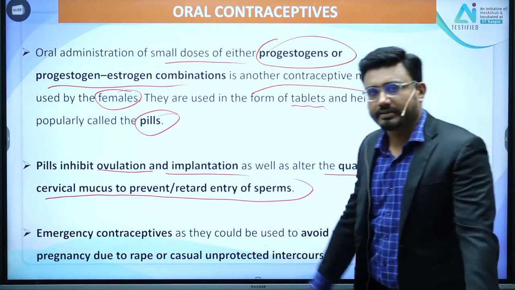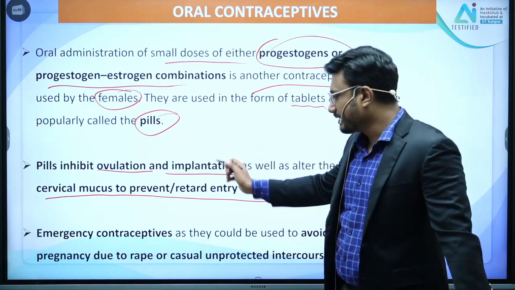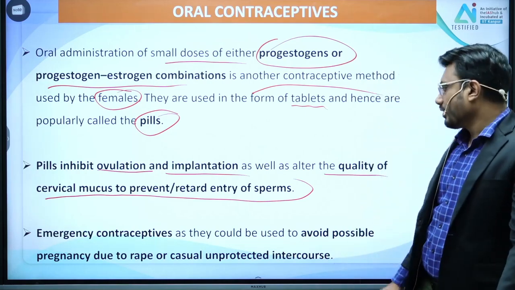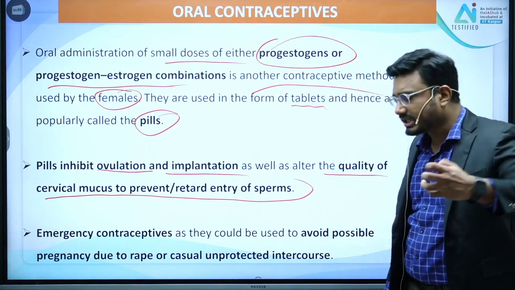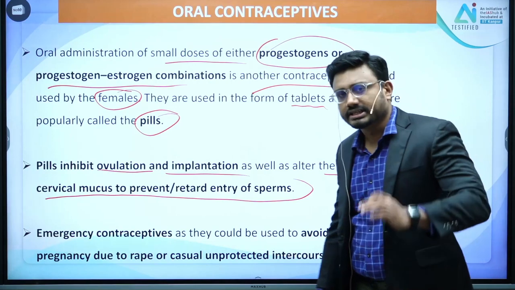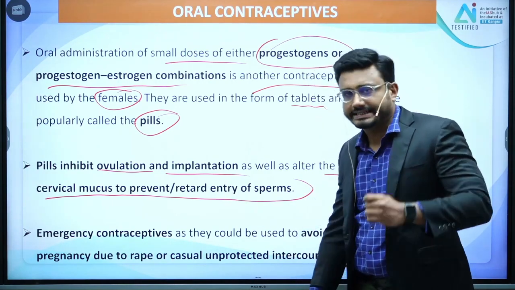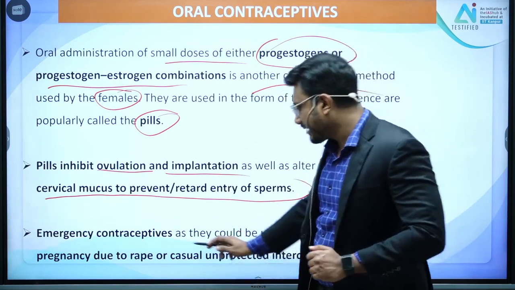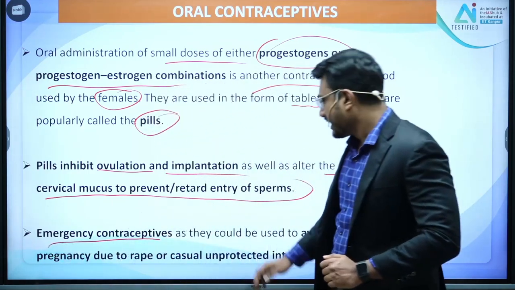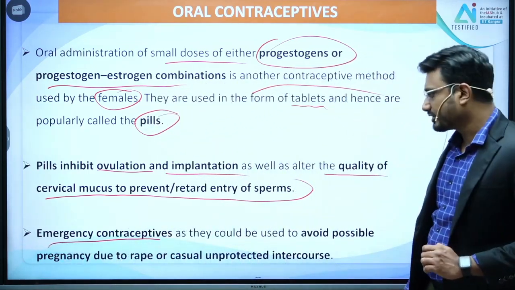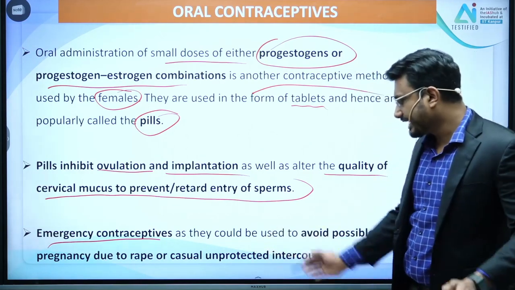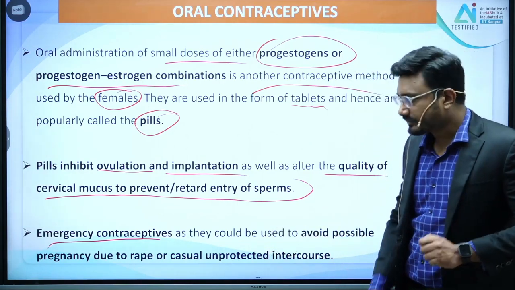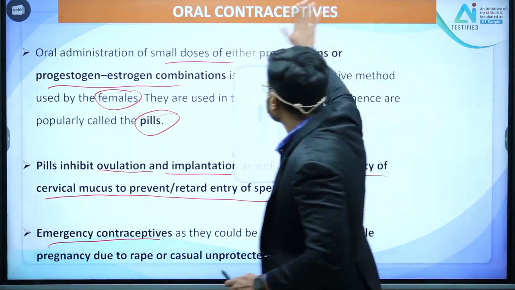So pills are able to inhibit ovulation, they are able to inhibit implantation, and they also alter the quality of the cervical mucus, which helps in preventing the entry of the sperms. These pills are also known as emergency contraceptives, as they could be used to avoid possible pregnancy due to rape or casual unprotected intercourse. So now let us move to the next concept.